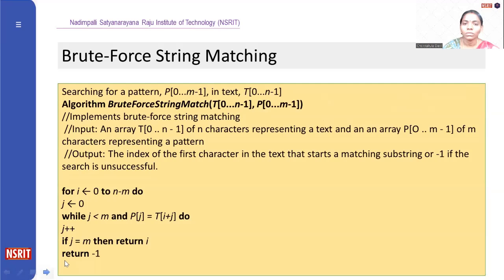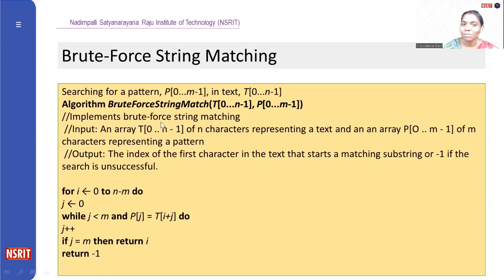Let's move on to the string matching algorithm of the brute force technique. This is the algorithm, and the algorithm name is searching for a pattern. It will take two arguments: one is your pattern and another is your text. We already discussed that the pattern has length m and the text has length n. So the pattern is represented as P of 0 to m minus 1 and the text as T of 0 to n minus 1. This is your brute force string matching algorithm, and we take these two as arguments.